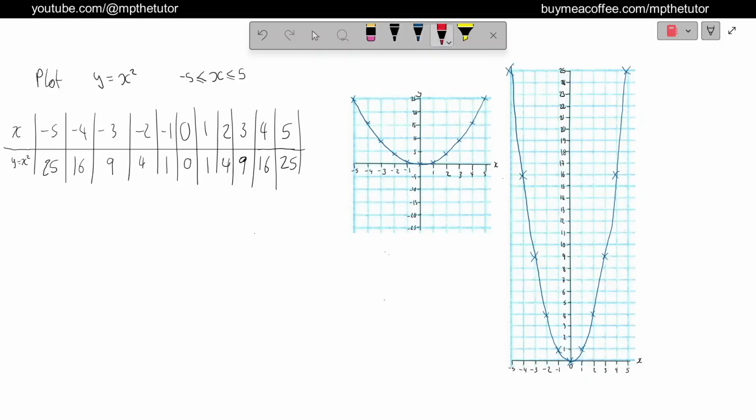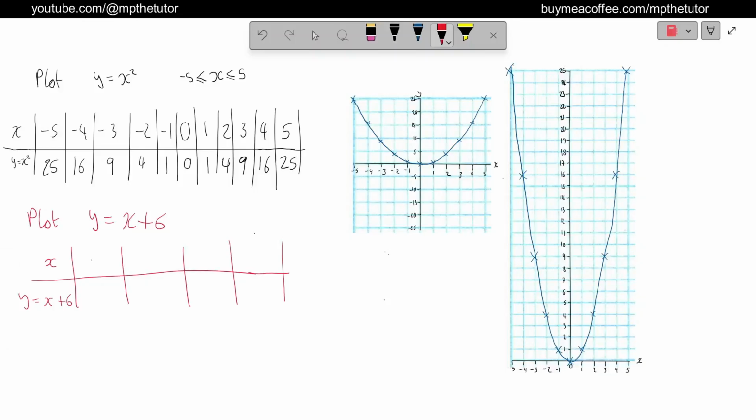So now we've sketched or drawn the x squared graph, what we're going to do now is plot y equals x plus 6. So I'm going to do a little table. We've got x and y equals x plus 6. So this is just a straight line. I'm not going to do every single point like last time because last time was quadratic.